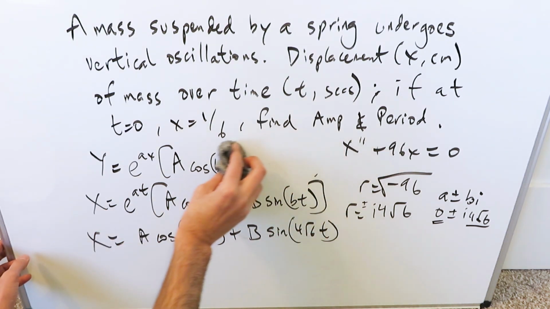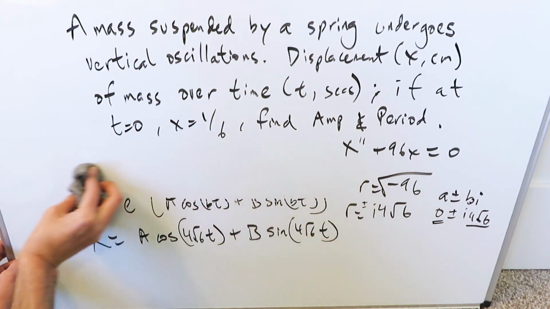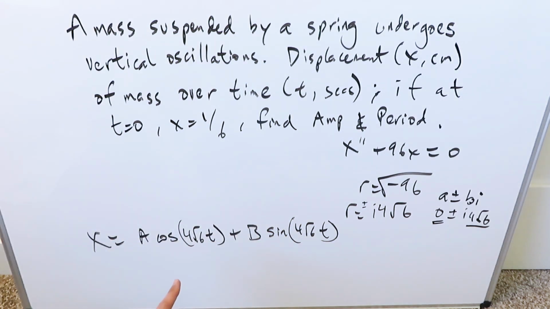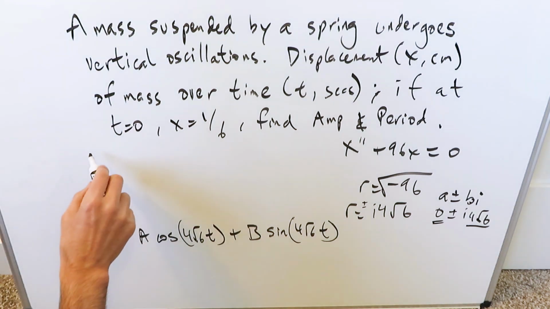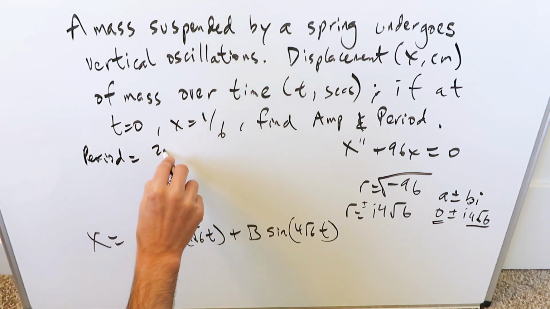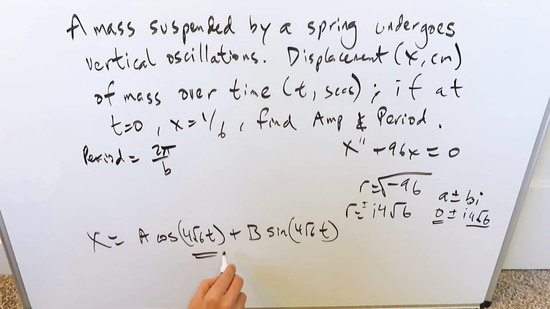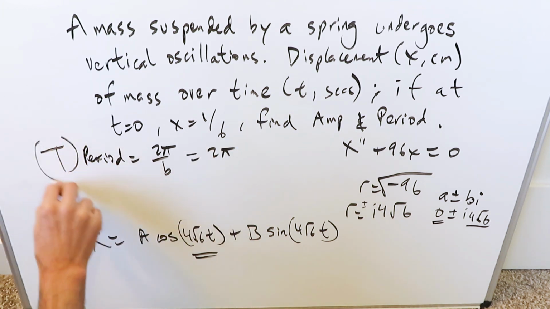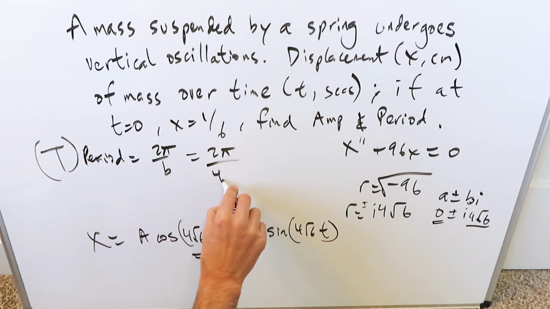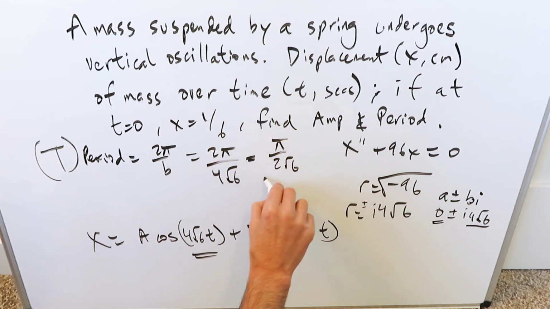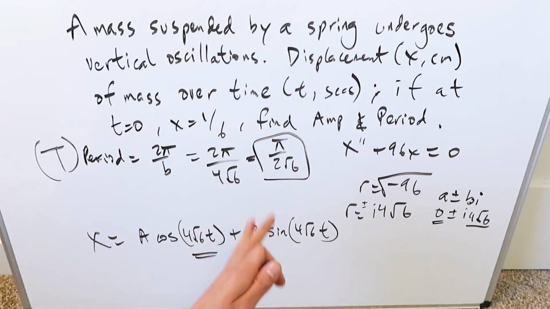Now let's determine our period. We'll do the period first, then we'll worry about the amplitude. Amplitude is very easy. For the period, you have a certain formula: period is equal to 2 pi over b, but b is right over here. The period can be symbolized as a capital T, 2 pi over 4 root 6. When you compute this, you have pi over 2 root 6. You can convert this into a decimal answer. I won't, but this right here is your period, and it will be correct.